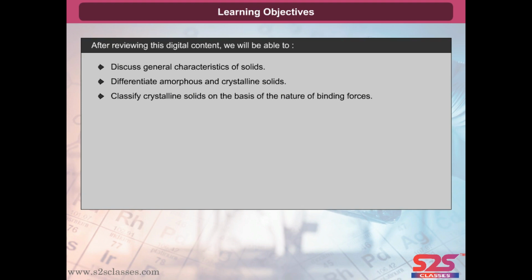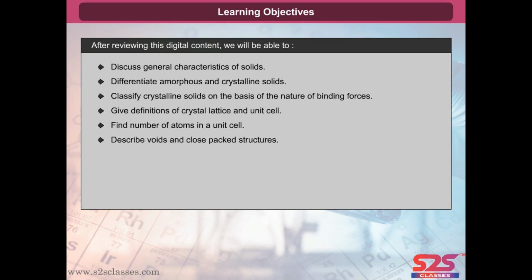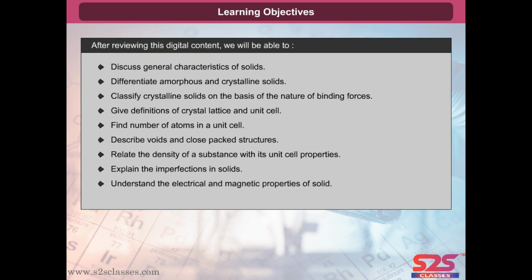After reviewing this digital content, we will be able to discuss general characteristics of solids, differentiate amorphous and crystalline solids, classify crystalline solids on the basis of the nature of binding forces, give definitions of crystal lattice and unit cell, find the number of atoms in a unit cell, describe voids and close-packed structures, relate the density of a substance with its unit cell properties, explain the imperfections in solids, and understand the electrical and magnetic properties of solids.